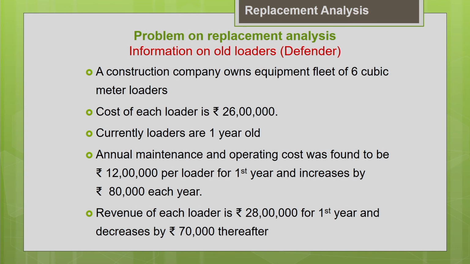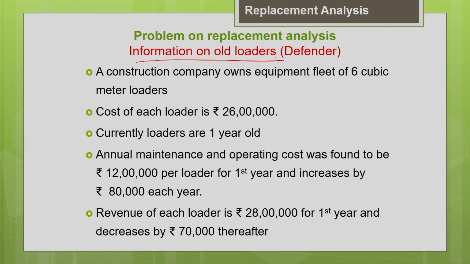In this problem, as I told you, we are going to compare the present equipment with the proposed equipment, that is the Defender with the Challenger. The equipment we are going to discuss today is the loader. This is the information on the current loaders, or the old loaders, or the Defender, whichever way you call it. Firstly, let us look into the information of the presently owned equipment. A construction company owns a fleet of 6 cubic meter loaders. The cost of each loader is 26 lakh. Currently, the loaders are 1 year old.